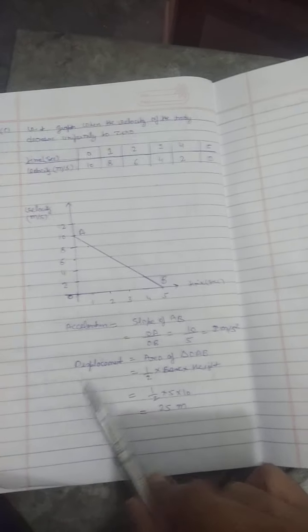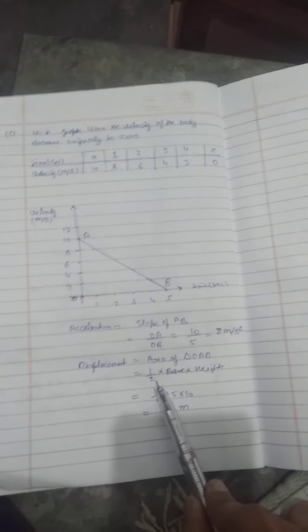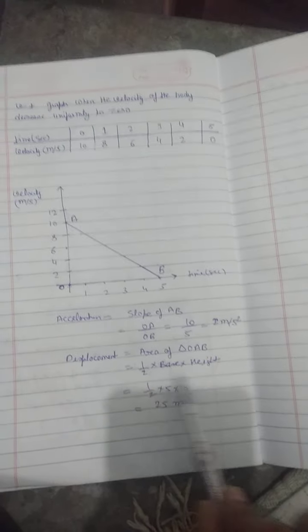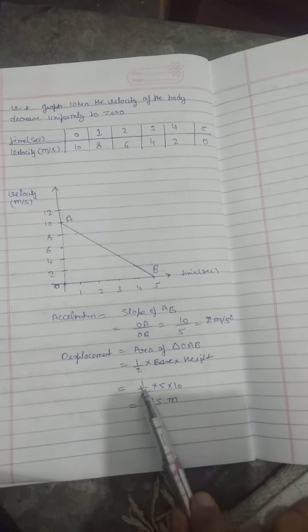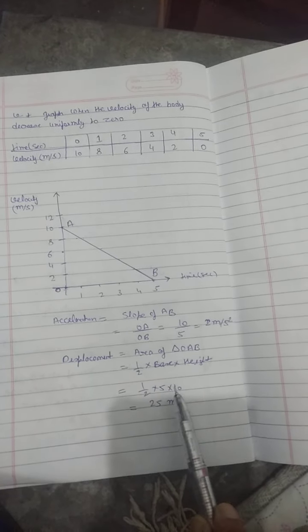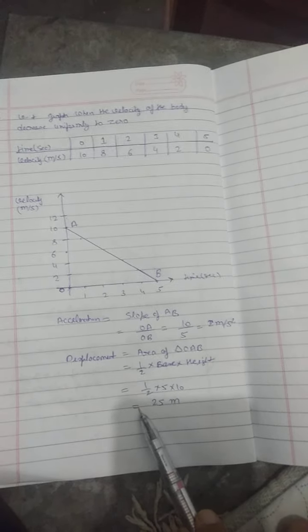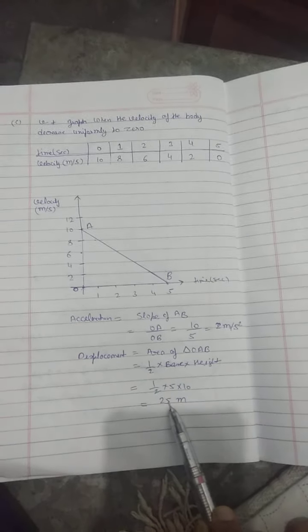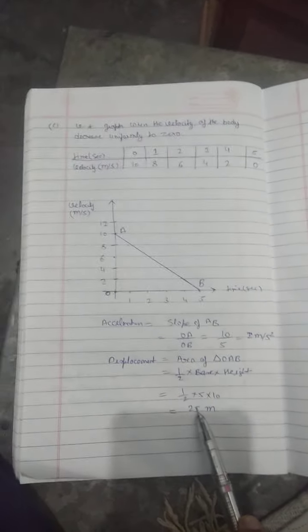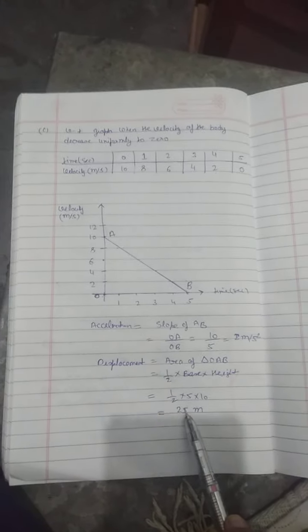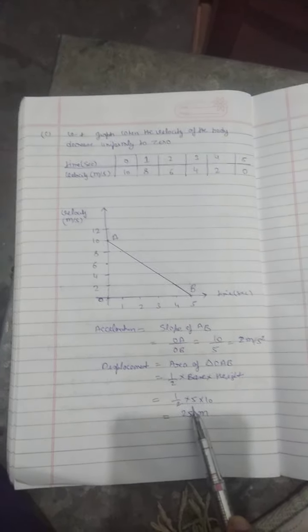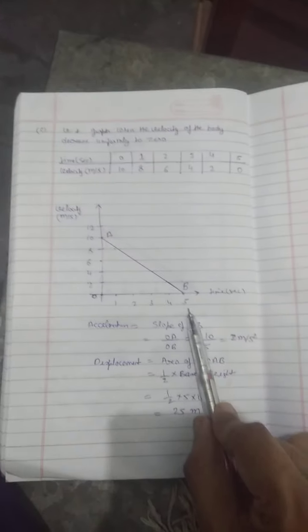Displacement is the area under the curve of triangle OAB, half into base into height, half into base 5 and height 10. The displacement of the object is 25 meter. These are the graphs that show the velocity time graph. In the next video, we will discuss the equations of motion, the three basic equations of motion and their derivation with the help of these graphs.